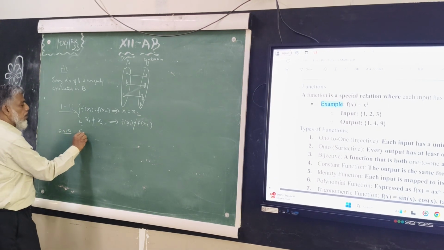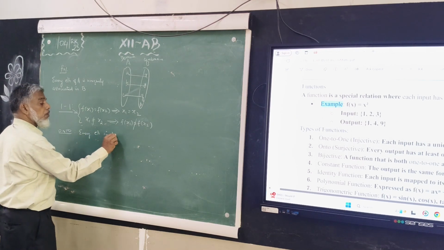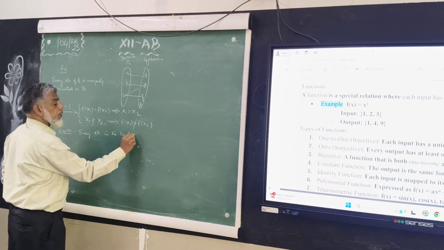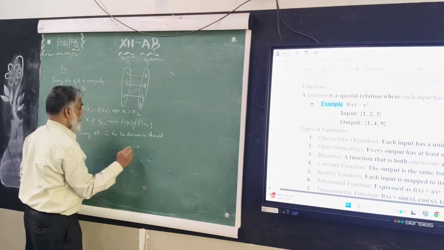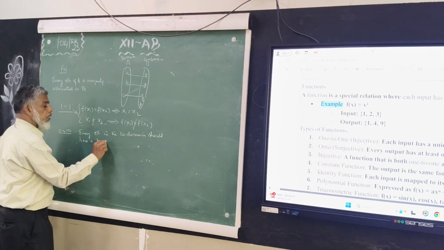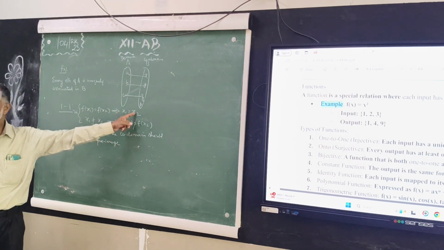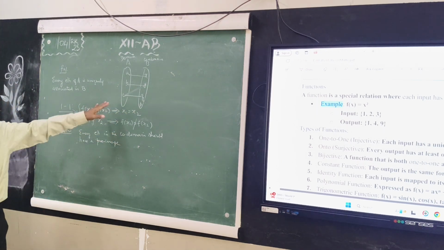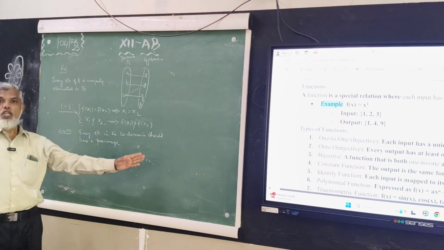Every element in the codomain should have a pre-image. Is it an onto function? Every element in the codomain should have a pre-image.